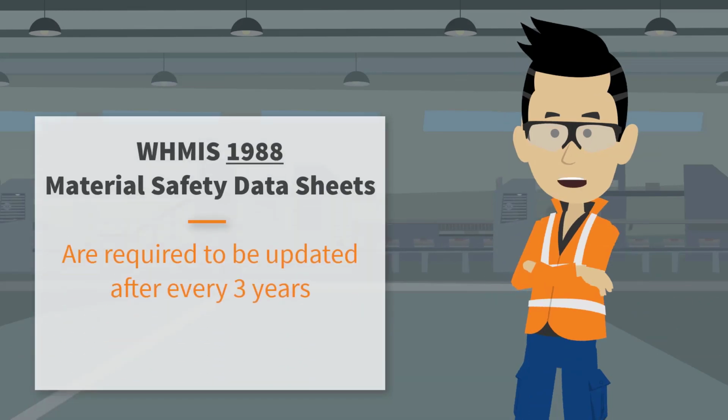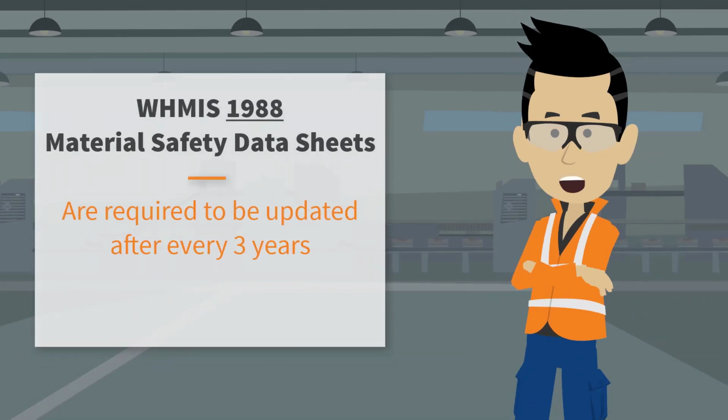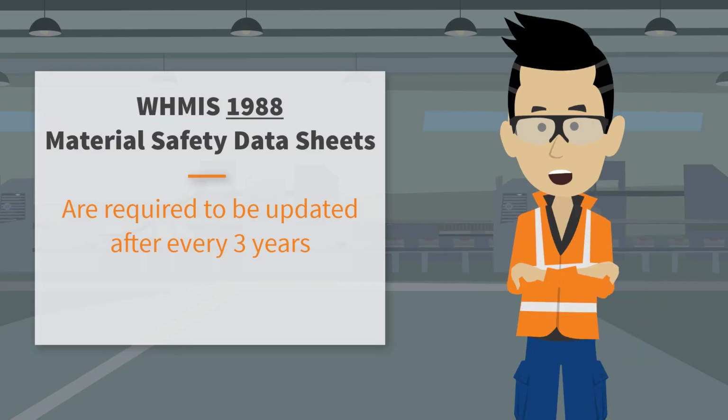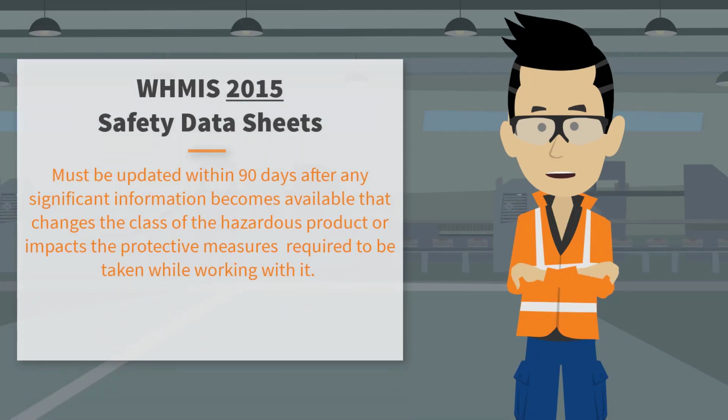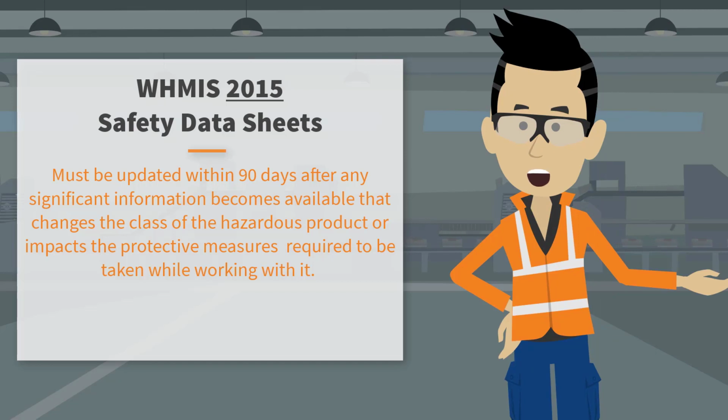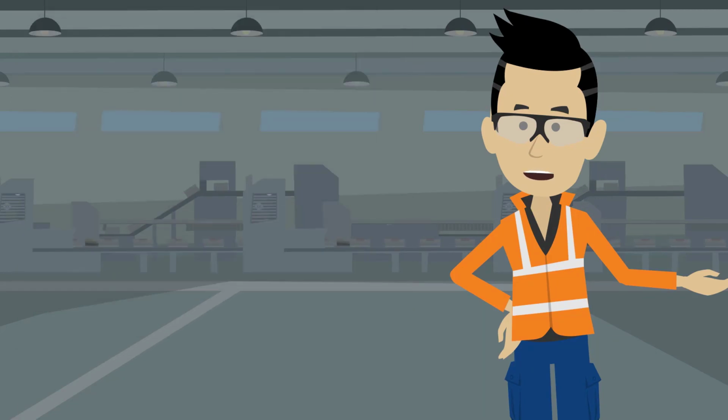WHMIS 1988 material safety data sheets are required to be updated after every 3 years. WHMIS 2015 safety data sheets must be updated within 90 days after any significant information becomes available that changes the class of the hazardous product or impacts the protective measures required to be taken while working with it. WHMIS 2015 requires manufacturers to communicate such information to every purchaser of the product in writing.